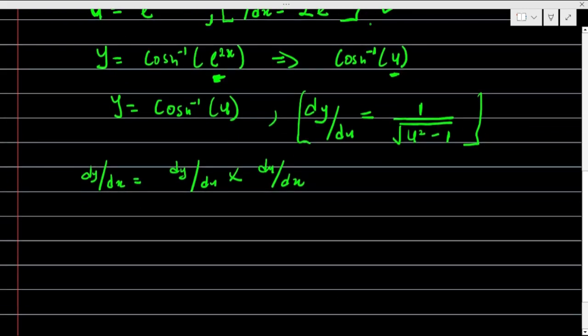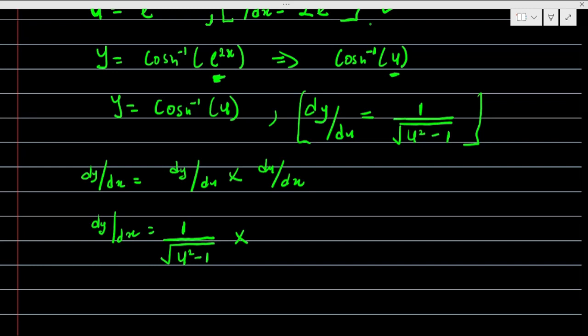So our dy dx will be what? What is our dy du? Our dy du is 1 over, don't forget, the square root of u squared minus 1, right? Multiply by, what is our du dx? Our du dx is just 2 e raised to 2x. Simple. So what do we need to do? We just multiply, right? So we are going to be having something like 2 e raised to 2x.